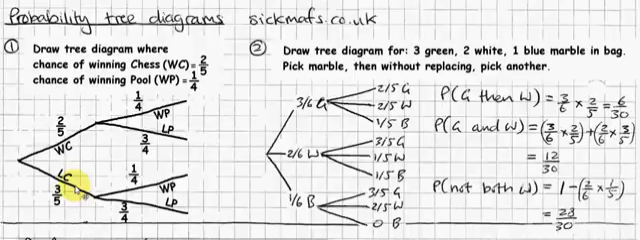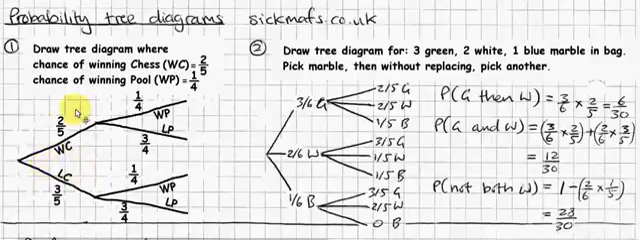Now notice it doesn't say lose chess, because sometimes you have to work on the assumption that if you win chess, then the other option is lose chess, unless they tell you that you can draw as well. Okay, so the chance of winning chess is 2/5. That means automatically the chance of losing chess has to be 3/5, because the probabilities should add up to 1. Okay, so 2/5 plus 3/5 is 1, so that's fine.